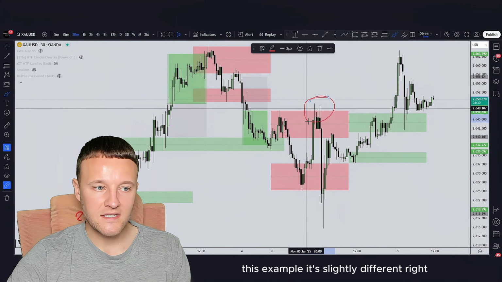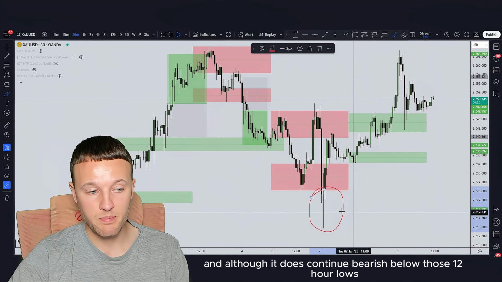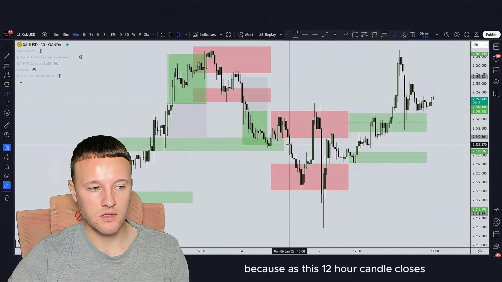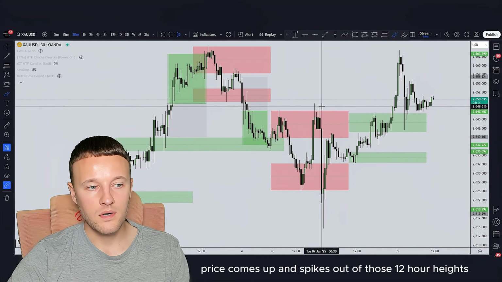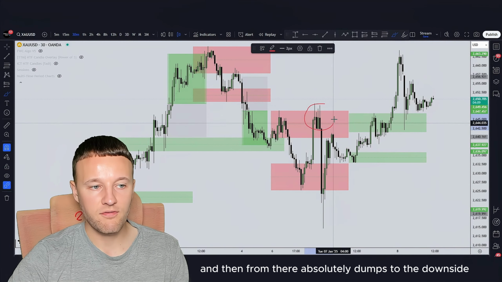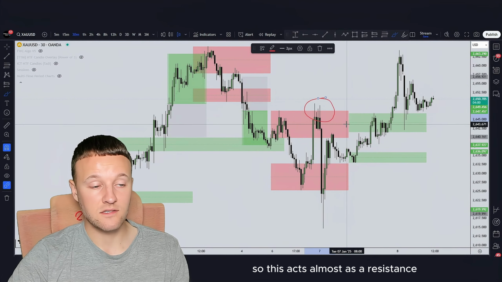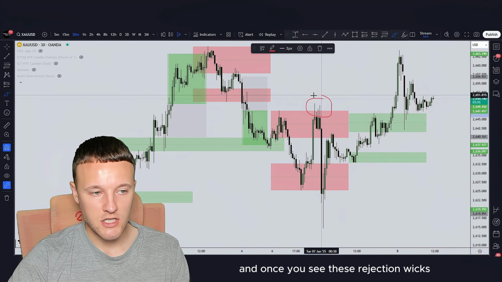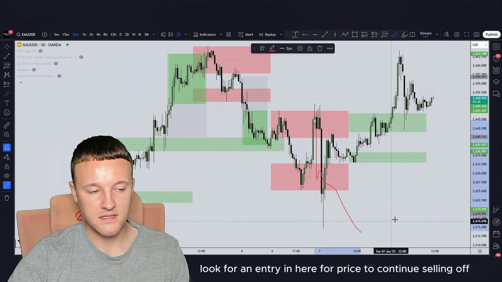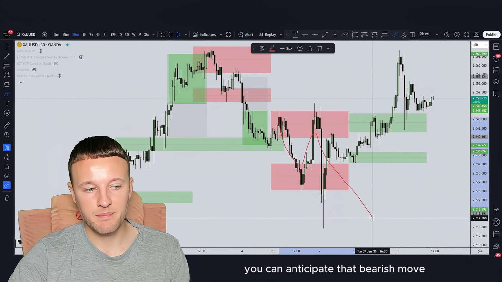In this example, it's slightly different, right? Because it is a bearish 12-hour candle, and although it does continue bearish below those 12-hour lows and you do get an entry, what happens here is very interesting, because as this 12-hour candle closes, price comes up and spikes out of those 12-hour highs, and then from there absolutely dumps to the downside. So this acts almost as a resistance, and once you see these rejection wicks, you can perhaps, based on your strategy, look for an entry in here for price to continue selling off. Based on the previous 12-hour candle being bearish, you can anticipate that bearish move.